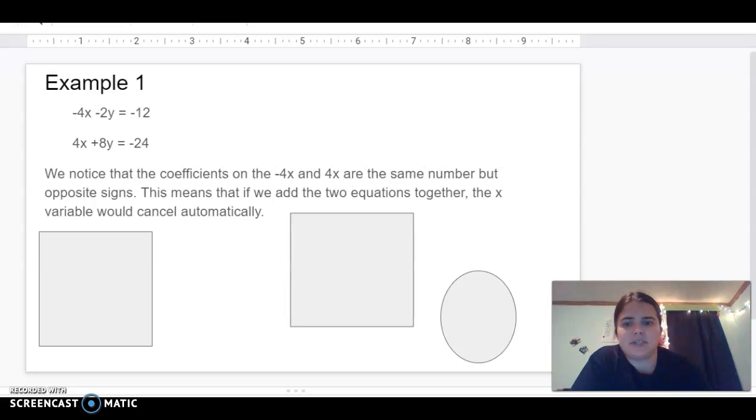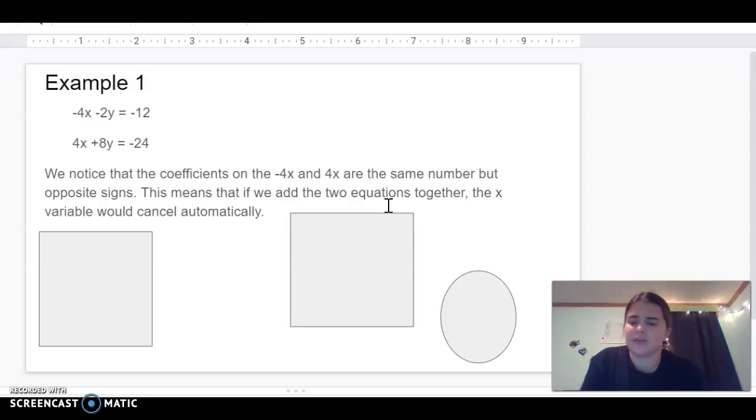In this first example, we have two equations here. We have negative 4x minus 2y equals negative 12, and 4x plus 8y equals negative 24. We want to make sure that when we add these two equations together, one of the variables will cancel. In this case, we notice right away that we have negative 4x and positive 4x. So the coefficients on these x variables are the same number but the opposite signs. This means that if we add these two equations together, the x variable would cancel automatically.